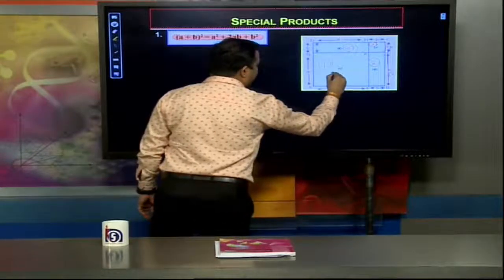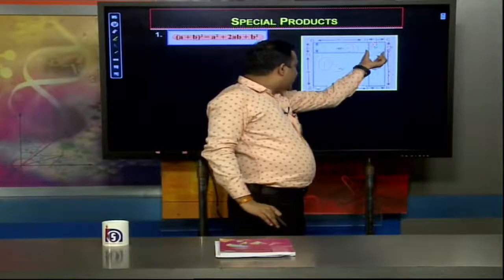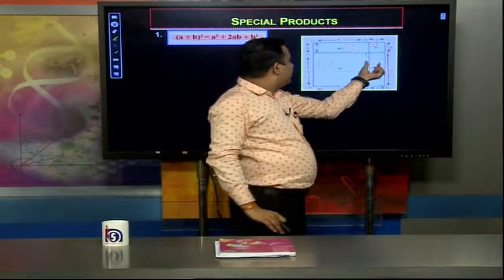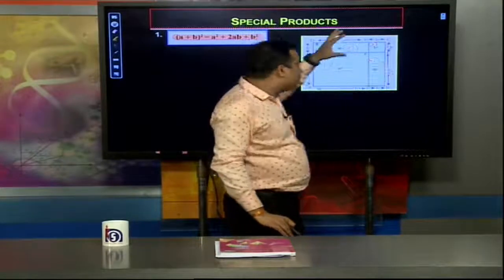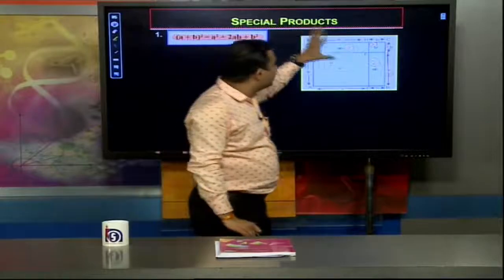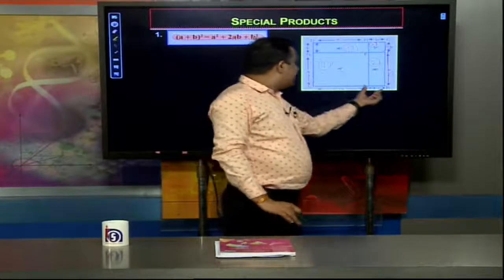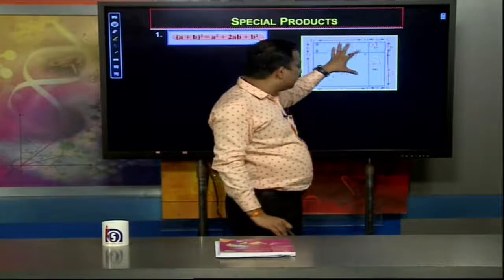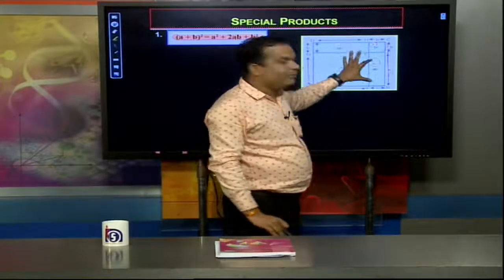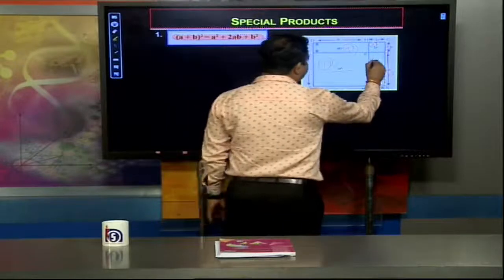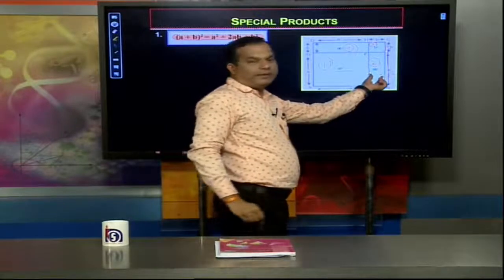So the area of the first portion will be A square. Again, come to the rectangle. It is exactly a rectangle, which is EBIF. If the length is B and the breadth is A, then its area will be AB, because we know that the area of a rectangle is equal to length into breadth. So the area of the second portion is AB.